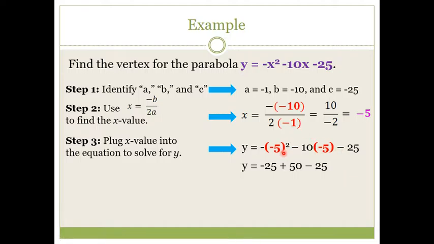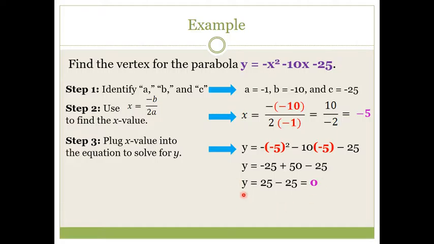The first thing I would do here is square the -5. And -5 squared, or -5 times -5, is +25. But then I apply this negative to it, so we get -25. I think of this as being negative 10. So negative 10 times negative 5 is positive 50. And then finally we have this negative 25 at the end. Now I can just add and subtract from left to right. So negative 25 plus 50 is positive 25, and 25 minus 25 is 0.